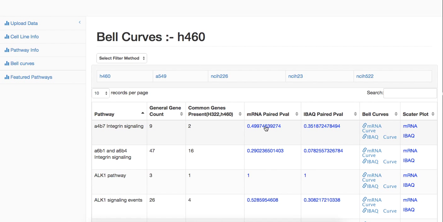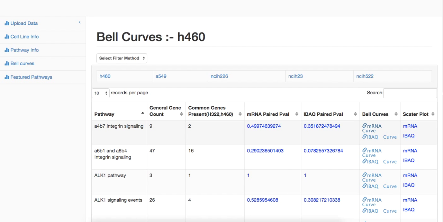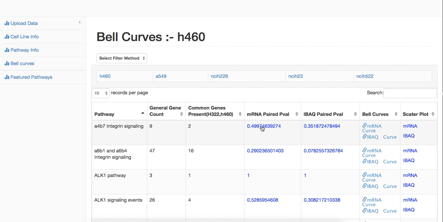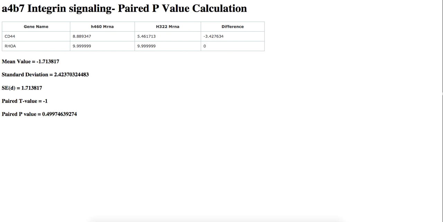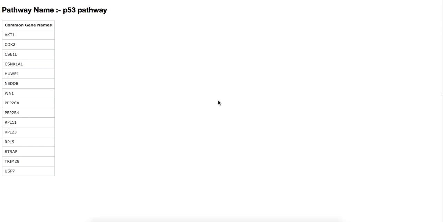Phase 2 was statistical inference, where I essentially built various statistical analysis tools such as probability density, bell curves, scatter plots, and paired p-value calculators, using PHP scripts and math API libraries, to first be able to determine the statistical difference between pathways and then determine if that difference was actually upregulation. Phase 3 was dynamic visualization.